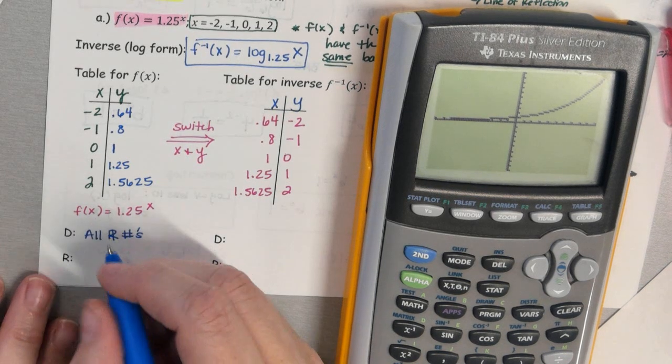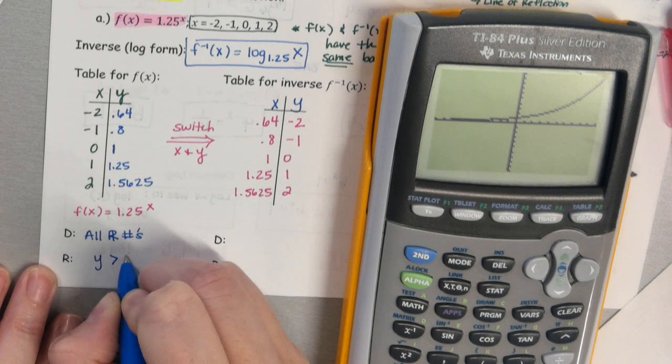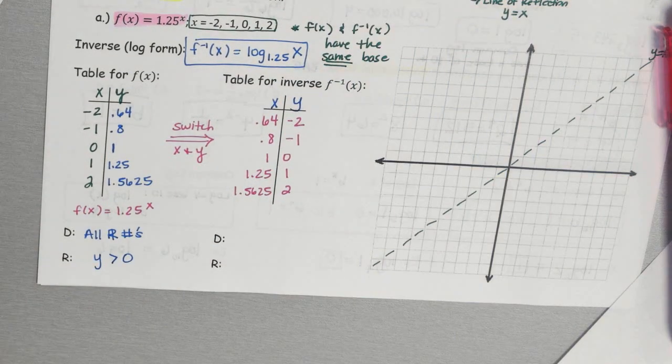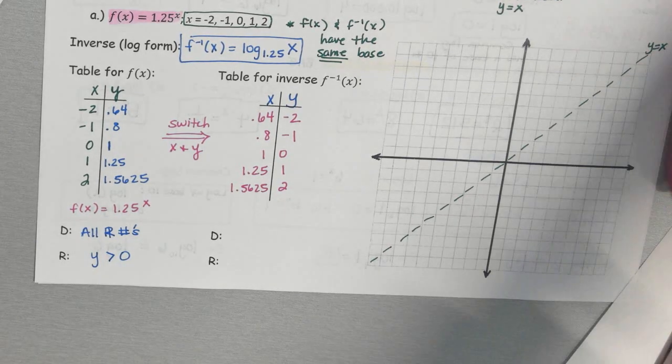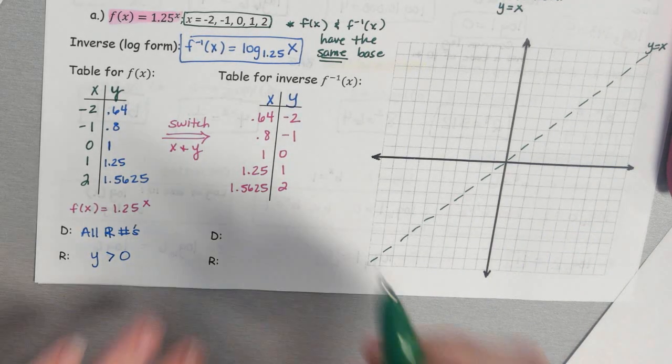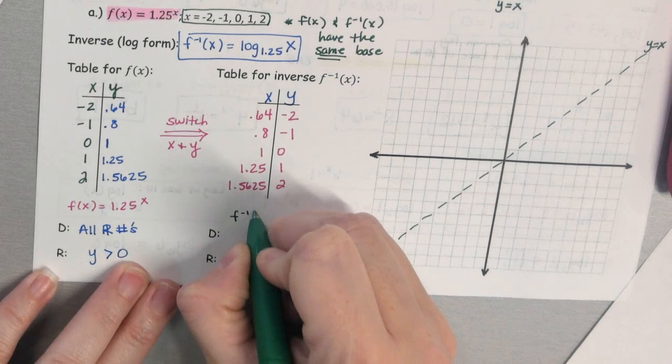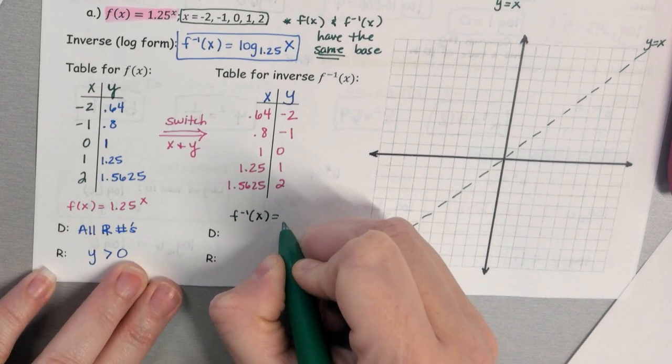Yeah, what's greater than 0? Yep, great. Y is greater than 0. Awesome. Okay, and then remember, for the inverse, just like the x and the y switch, the domain and range switch.